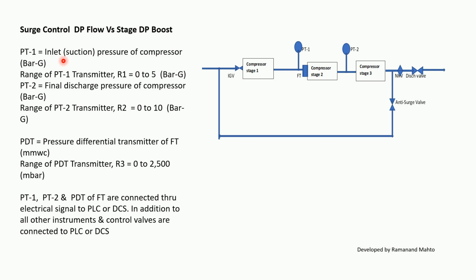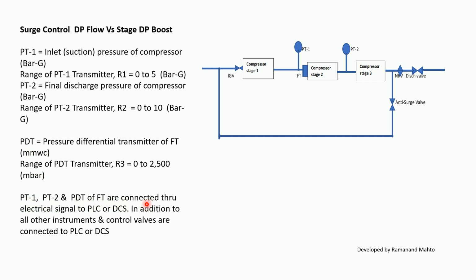PT1 is the inlet pressure or suction pressure of the compressor for this stage 2 compression. The range of PT1 is 0 to 5 bar gauge, PT2 is the final discharge pressure, and the range of PT2 is 0 to 10 bar gauge. PDT is the differential pressure transmitter of FT. The range of PDT is 0 to 2500. There is a mistake here: either it should be mmWc or it should be millibar, but let's stay in mmWc.